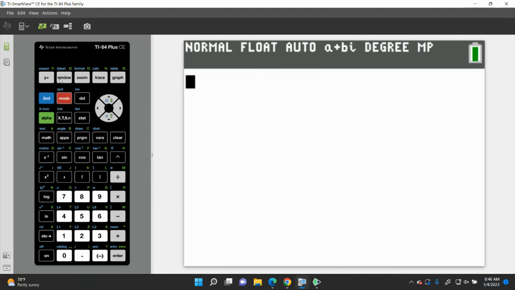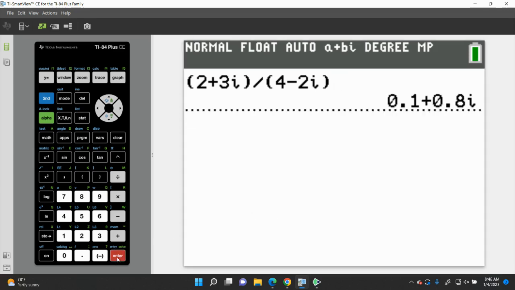So this particular problem was 2 plus 3i. So I'm going to put in parentheses, 2 plus 3i, divided by 4 minus 2i. When I press enter, I get something that looks like that, right?